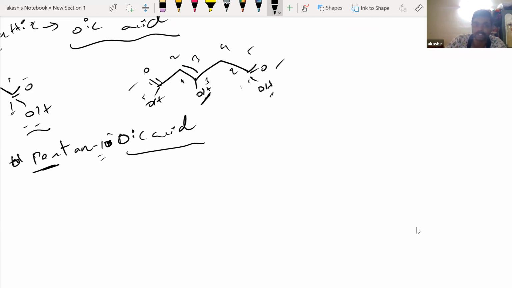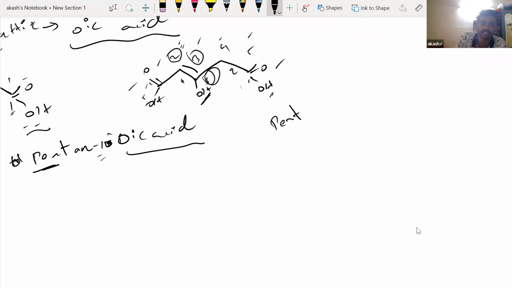Surprisingly, whether you go from the top 1, 2, 3, 4, 5, or from here 1, 2, 3, 4, 5, you get 3 for OH. So that does not matter, however you number. But the third priority, the double bond, will decide how we number. The double bond has 2 from this side and 3 from this side. So obviously we choose the lowest possible number, 2, and start numbering from this end. Once the number of carbons is done, you can write pent.